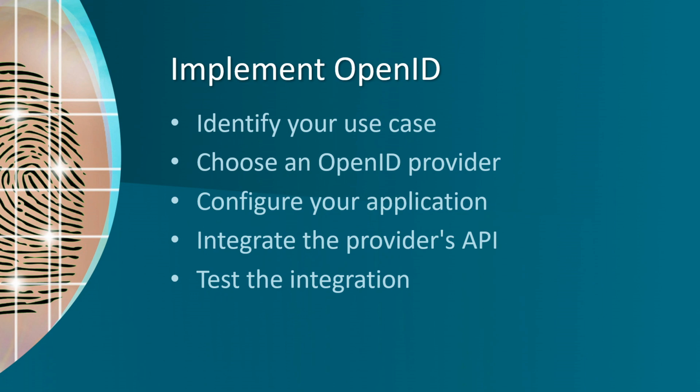Configure your applications to accept OpenID authentication requests from the provider. This involves implementing the OpenID Connect protocol and specifying the provider's authorization endpoint, token endpoint, and public keys. Integrate the provider's API into your application, allowing it to authenticate users and retrieve user attributes. Test the OpenID integration to ensure that it is working as expected. Verify that users can authenticate with the provider and that they are able to access the appropriate resources or services.